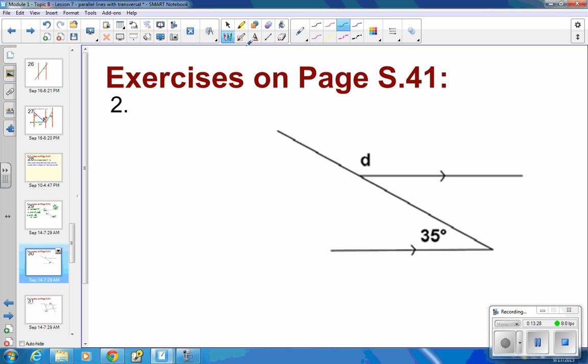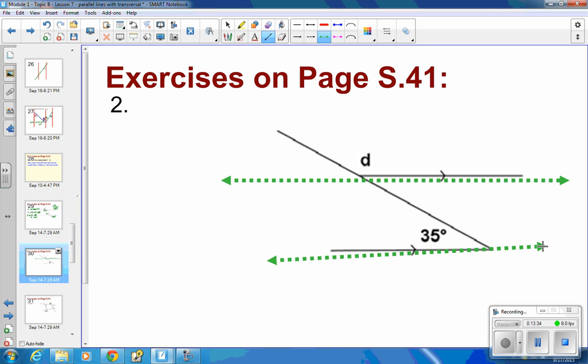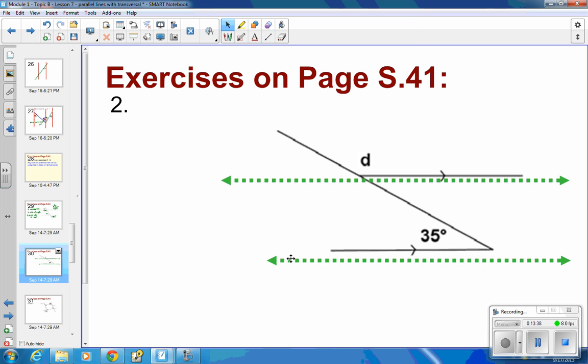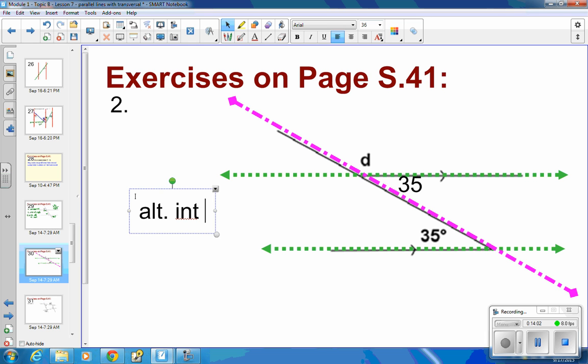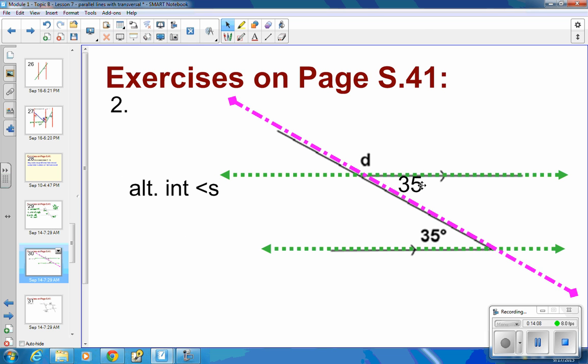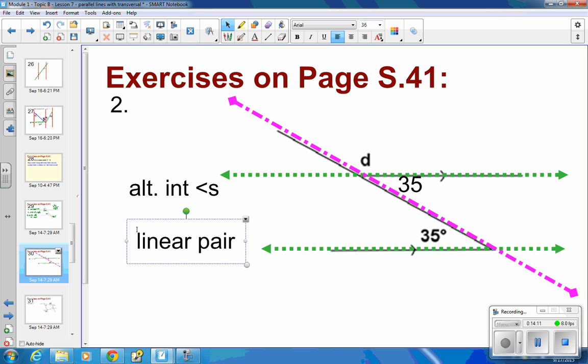Question number 2. If I extend my lines a little bit, so if I extend this one over and I extend this one over, let's just match those up real nice here, and then I extend this one down, you can see your parallel lines with your transversal. And so you know if this is 35 here, you could do alternate interiors to get 35 degrees right here. So I did alternate interior angles first to get my 35 up there, and then the 35 and the D would be a linear pair.